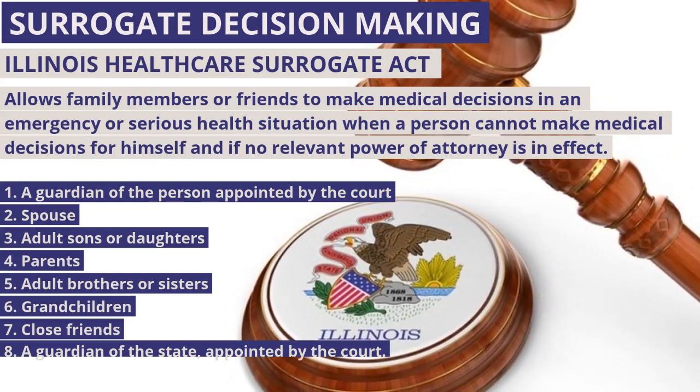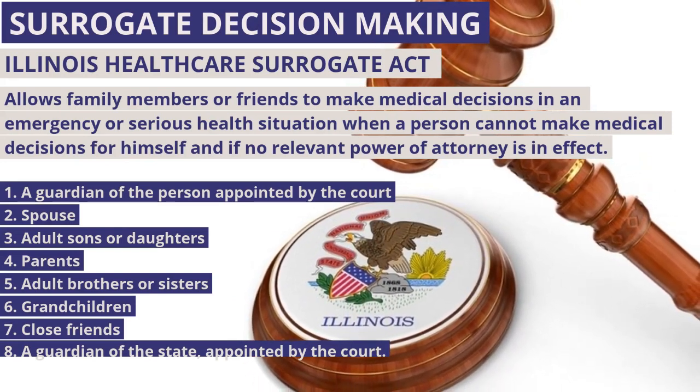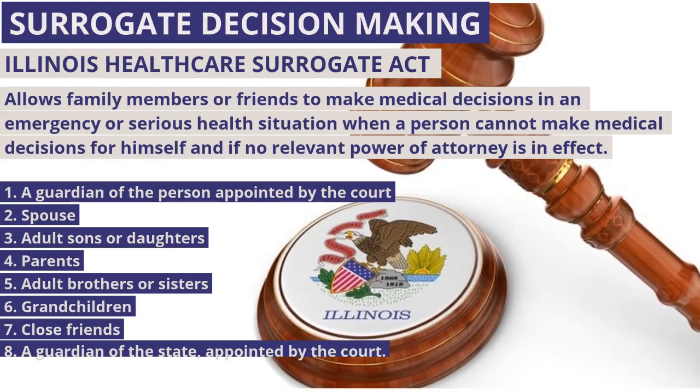If no relevant power of attorney is in effect, decision-making is appointed to legal guardians, spouses, adult children, parents, siblings, adult grandchildren, close friends, or a court-appointed guardian, in that order.